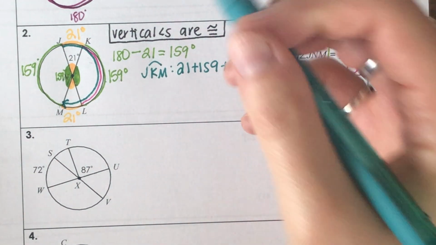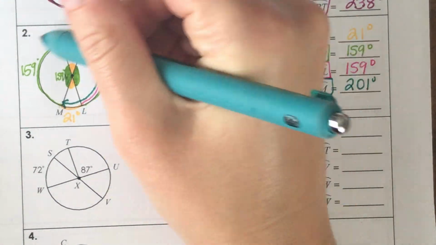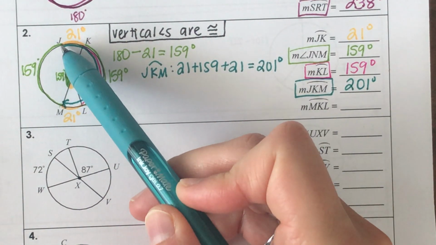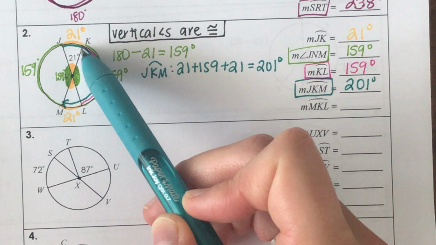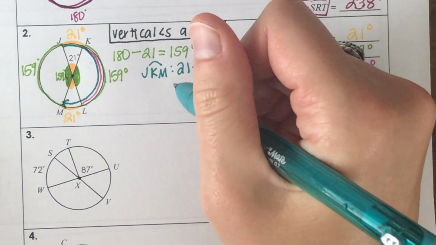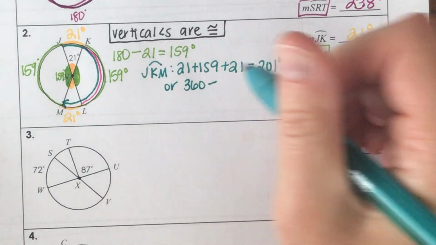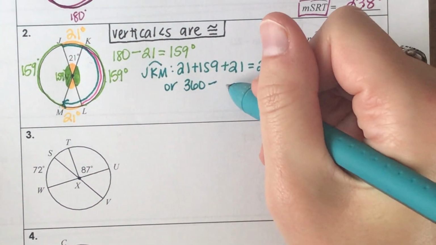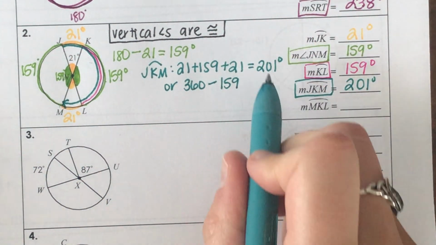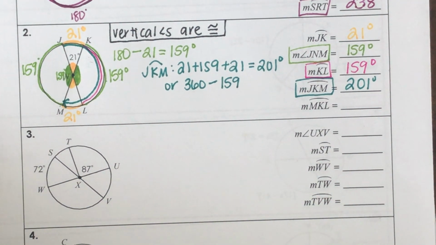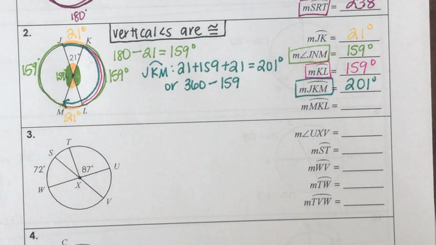You can do that, or you can take 360, the whole thing, and subtract whatever's left over to give you your blue piece. So you can also do 360 minus this green piece that's left over, which is 159. And guess what? You're going to get the same answer. So either way should work out. All right, last one.